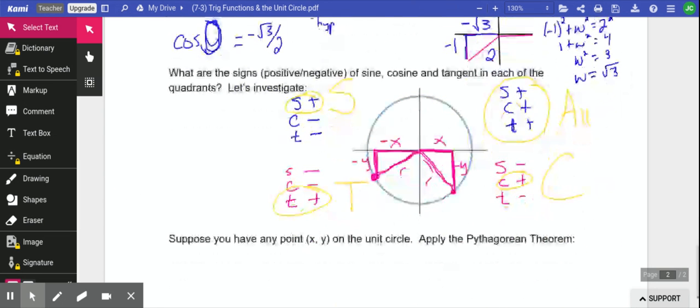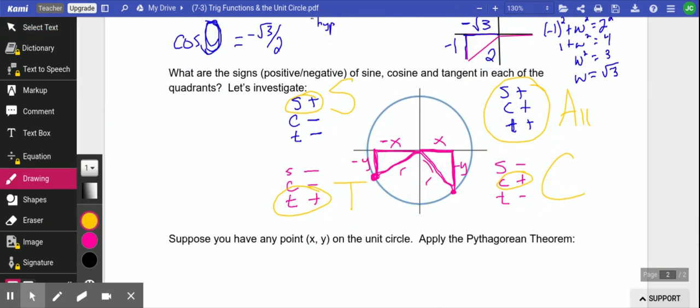There's a little acronym that we use to help remember this. There's a sign hanging in my classroom that you can't see, but it is "All Students Take Classes." Okay, all students take classes. And that's just a little acronym to help us remember that all of them are positive in the first quadrant, sine is positive in the second quadrant, tangent is positive in the third quadrant, and cosine is positive in the fourth quadrant.